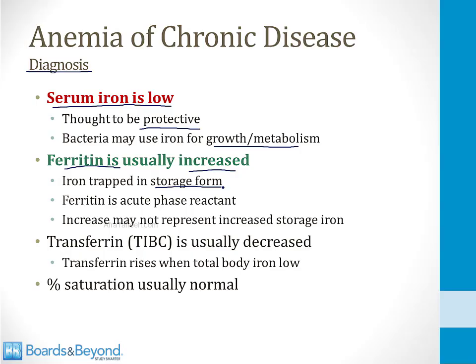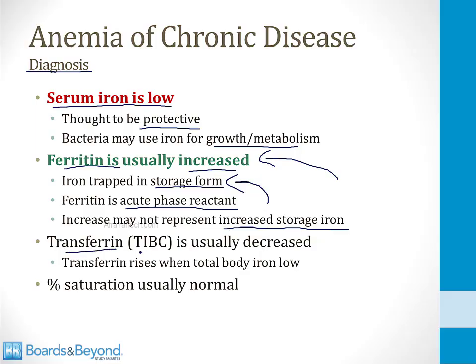Now, in actual clinical practice, interpretation of a high ferritin in the setting of inflammation is challenging. That's because ferritin is an acute phase reactant, so an increase in ferritin may not necessarily represent an increased amount of storage iron. It may simply represent the effect of inflammation. But for the purposes of step 1 and the mechanism of anemia of chronic disease, you should be aware that ferritin can increase because iron can be trapped in the storage form.